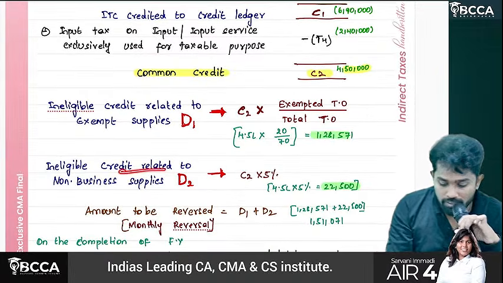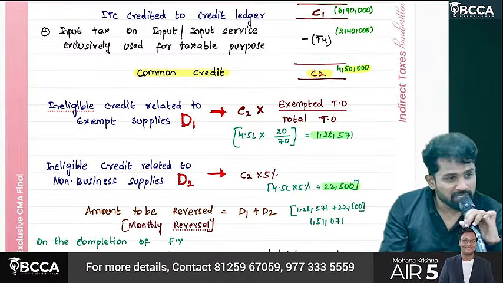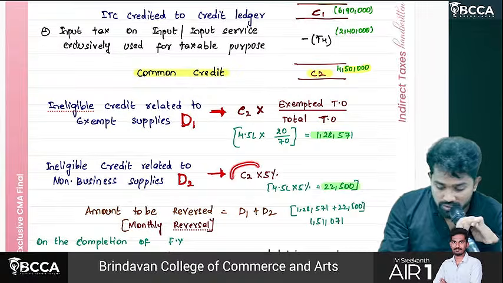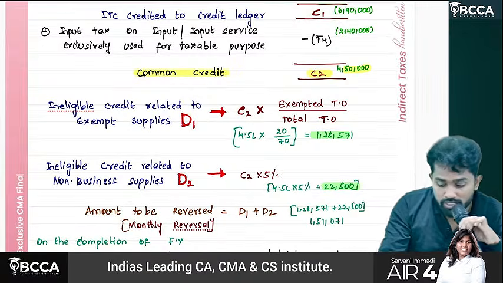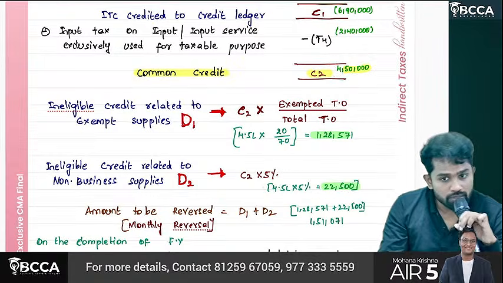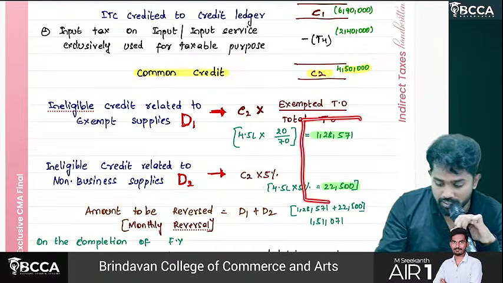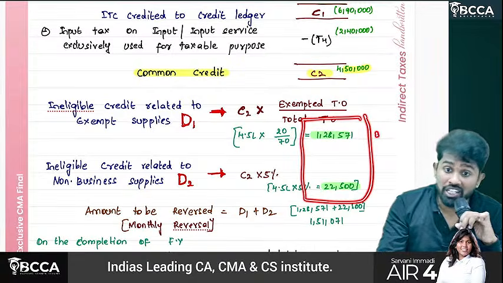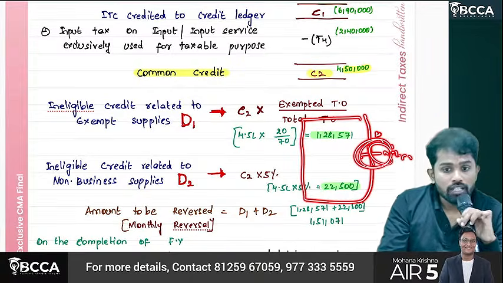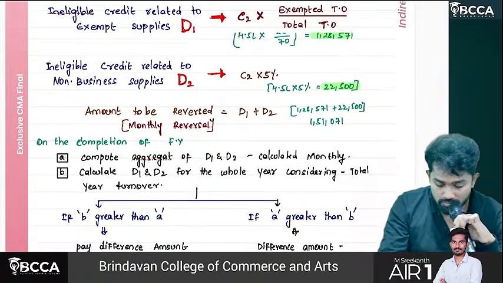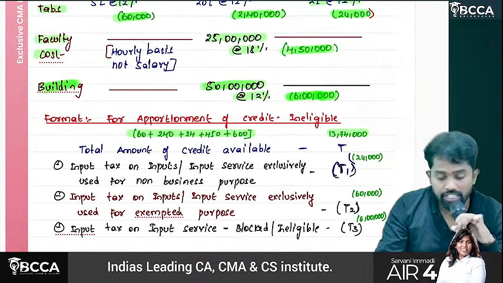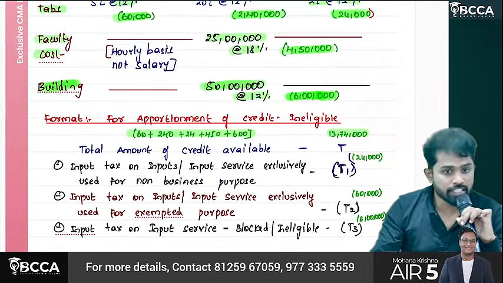Then the ineligible credit related to non-business. How do we calculate that? D2 equals C2 into 5%. C2 is 4,50,000, and 4,50,000 into 5% is 22,500. So this part of the credit is ineligible. We already availed it, but it is ineligible, so we need to add it again to the liability. Got it, sir? This kind of calculation we need to do every month.